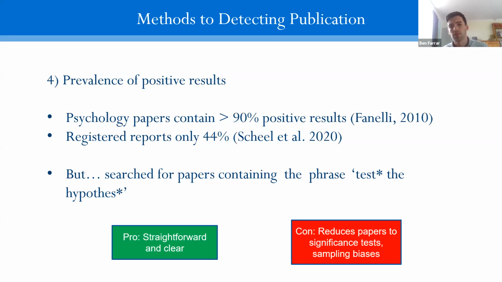But there are problems with this method as well, because these two papers, the highly cited Finelli one, just searched for papers containing the phrase "test the hypothesis." Now, not all papers contain the phrase "test the hypothesis," and you might get different selection biases coming in here. So people might be more likely to say "test the hypothesis" if they then confirm the hypothesis later on. So these findings might also be biased in themselves. I mean, it's straightforward and clear, but again, we're reducing the papers to the significance test or the hypothesis tests, and there are quite large sampling biases.